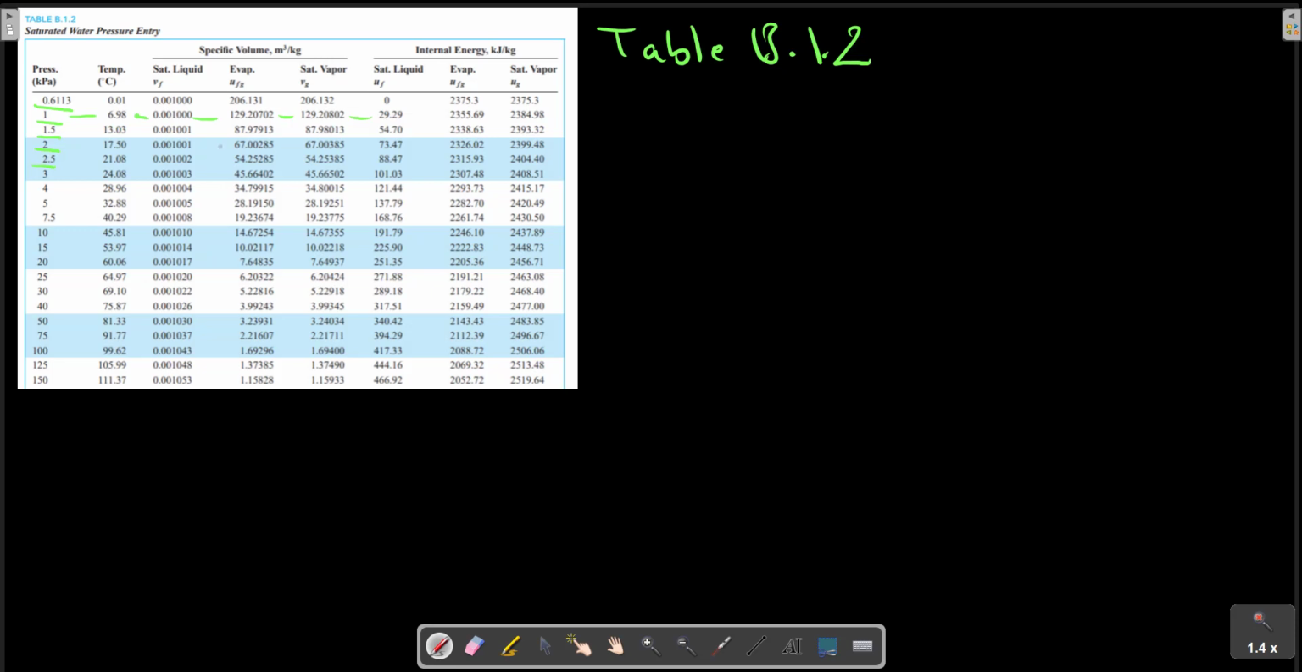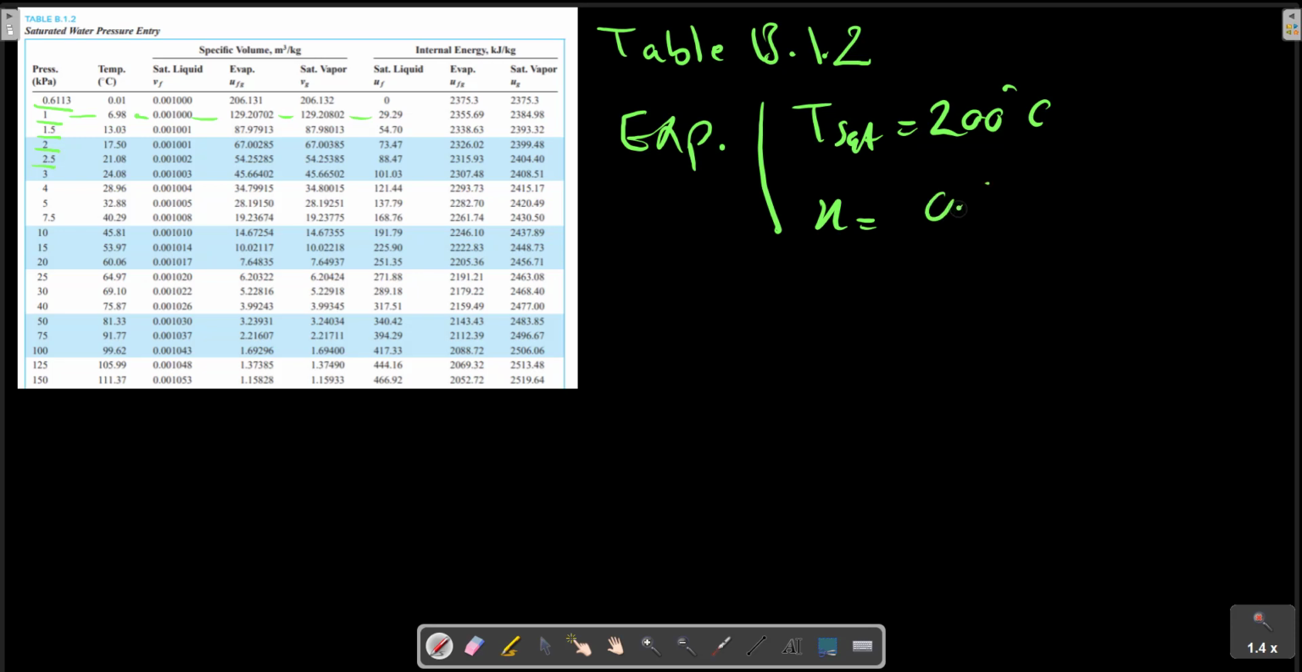As an example, let us calculate the specific volume of saturated steam at T saturated equal to 200 degrees centigrade, having a quality of 7/10. We have two independent properties to describe the substance state. They are temperature and quality, or pressure and quality.